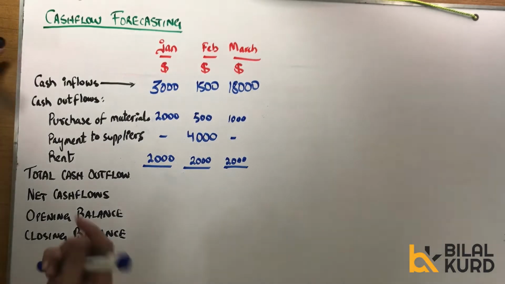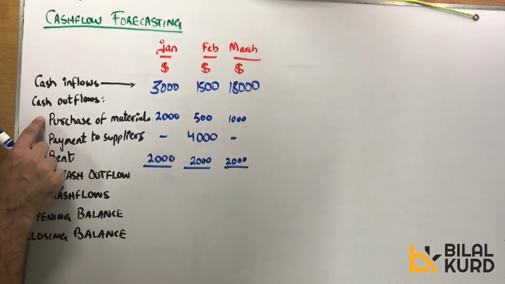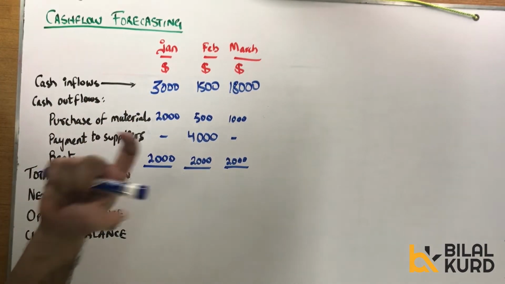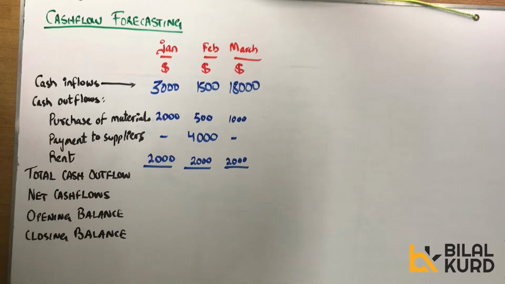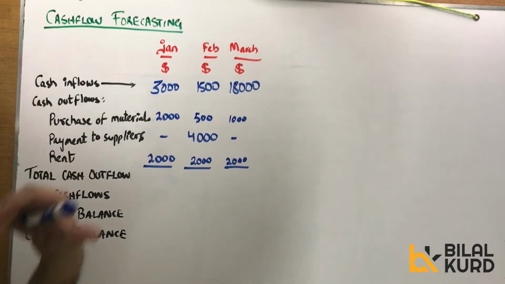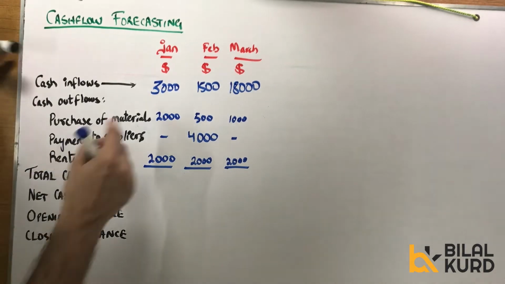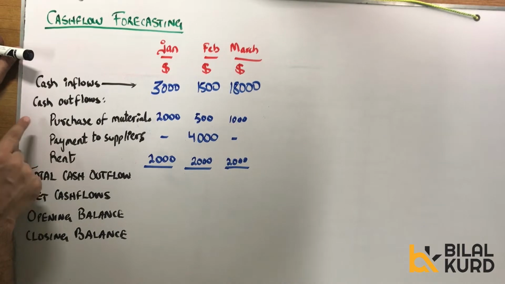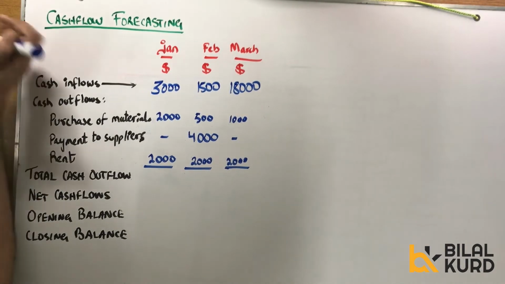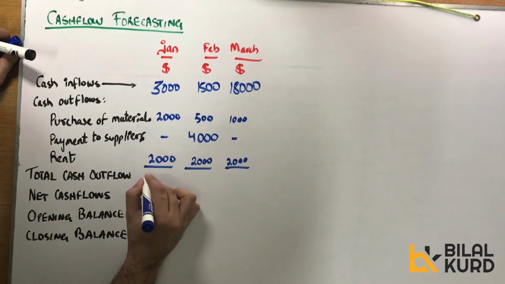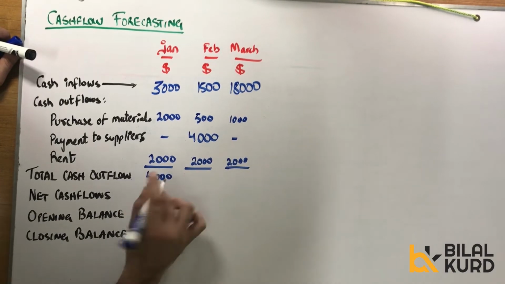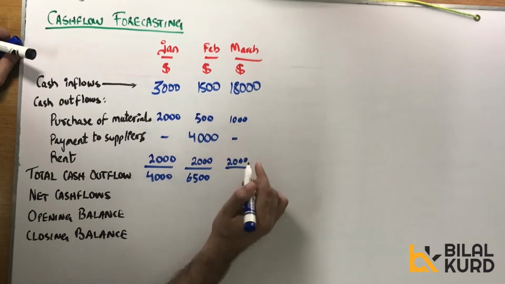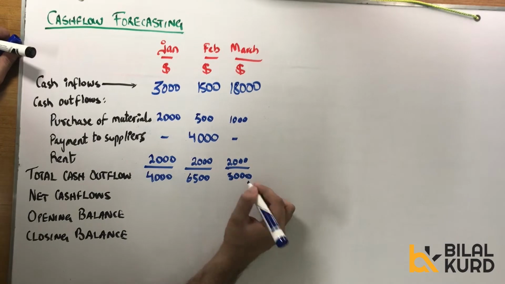The format varies. In some cases, the examiner may not give you the detail of such cash outflows and may directly give you a total value of cash outflows. But for simplicity, I have given details so that it's easy for us to comprehend. We have cash inflows of various months, and then we have cash outflows. The first step is to add all the relevant cash outflows, and the total amounts to 4,000 in the month of January, 6,500 in the month of February, and 3,000 in the month of March.